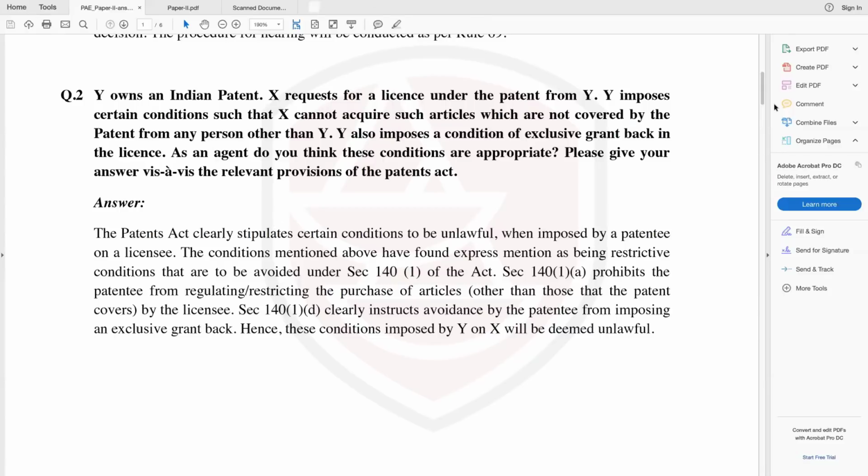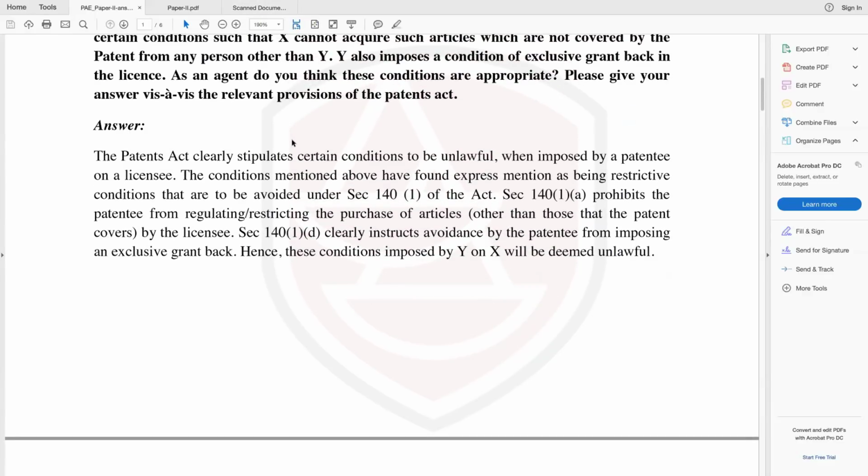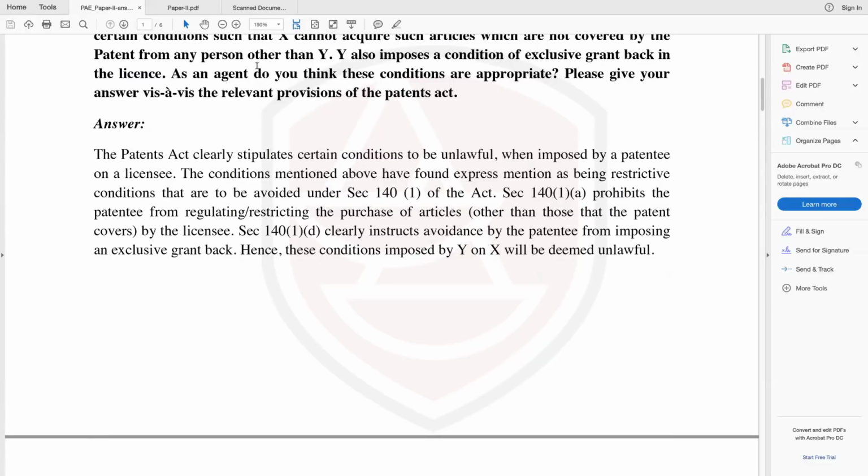And then it clearly says that Section 141A prohibits the patentee from restricting the purchase of articles other than those the patent covers by the licensees. And also 141D clearly instructs avoidance by the patentee from imposing any exclusive grant back. Hence, these conditions imposed by Y on X will be deemed unlawful. So clearly, this is the case of the regular license, which falls under Section 40, and it is misleading if you assume that this is related to a compulsory license. So that was the reason why he was given 0 marks.